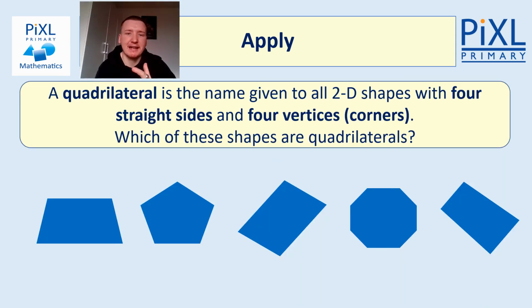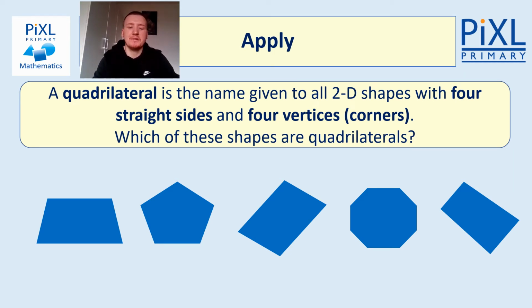Our next task is to find out which of these 5 shapes are quadrilaterals. Now there's a clue on the board if you have forgotten what quadrilateral means, but what I want you to do is pause the video, either draw these shapes out, or if you've got a printer, print them off, and I want you to put a tick next to the shapes that you think are quadrilaterals. Pause the video and have a go.